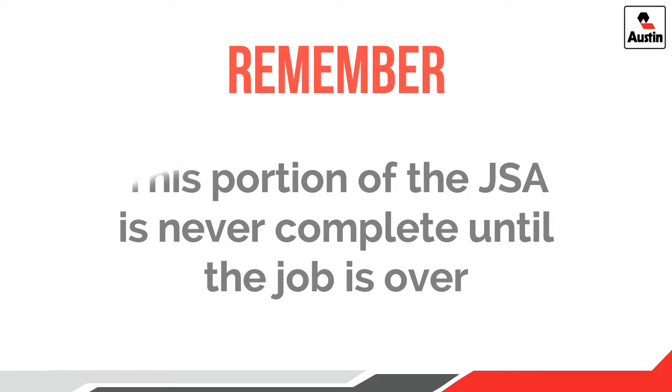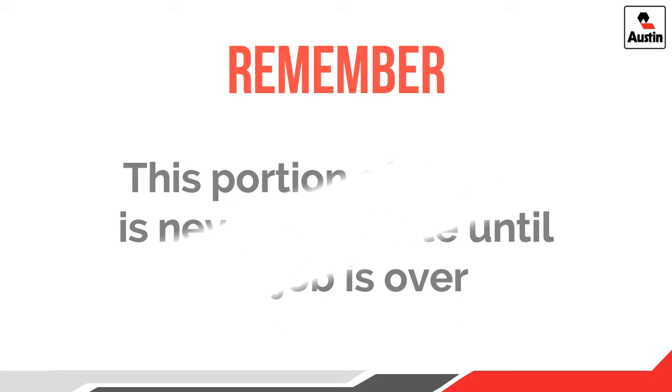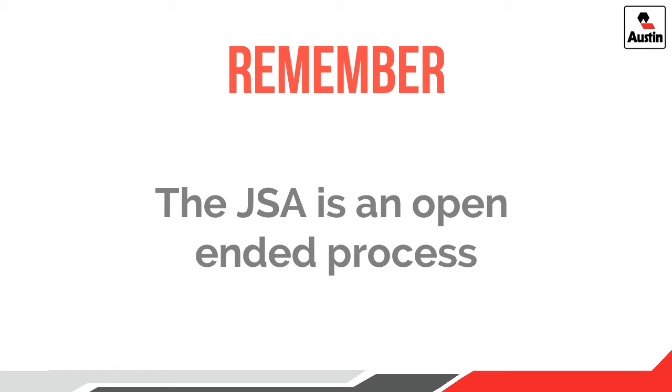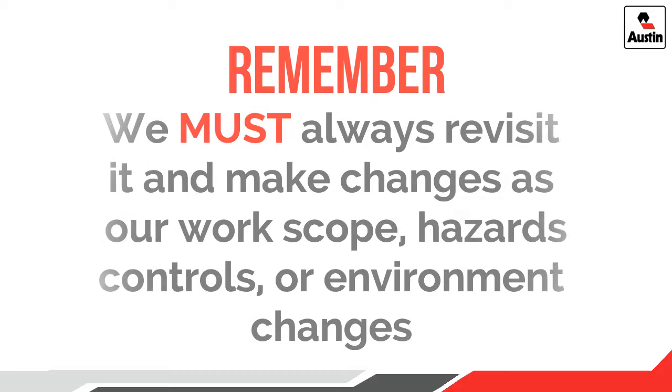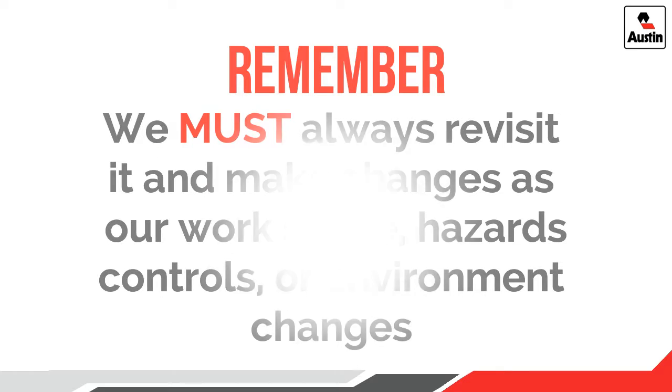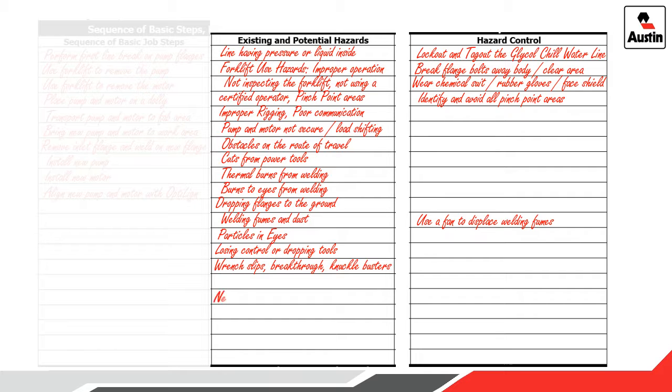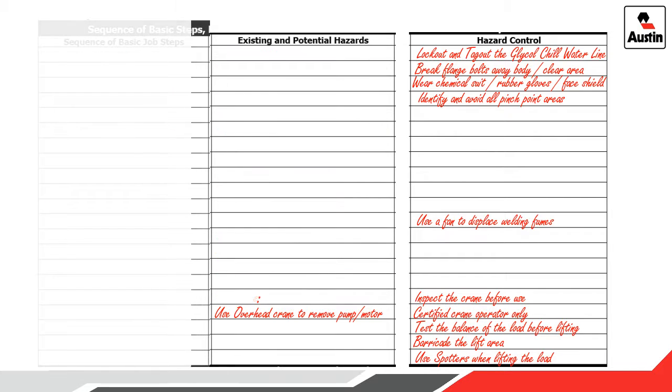Remember, this portion of the JSA is never complete until the job is over. If you identify more hazards, you have to stop and address this on the JSA. The JSA is an open-ended process, and we can always revisit it to make changes as our work scope, hazards, controls, or environment changes. For example, you may find out during the work that the motor is too large for the forklift and you will need to use an overhead crane. This changes the tools, equipment, hazards, and precautions to complete the job safely. Always stop to address the changes.